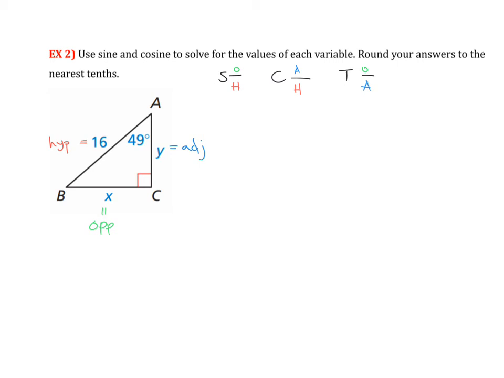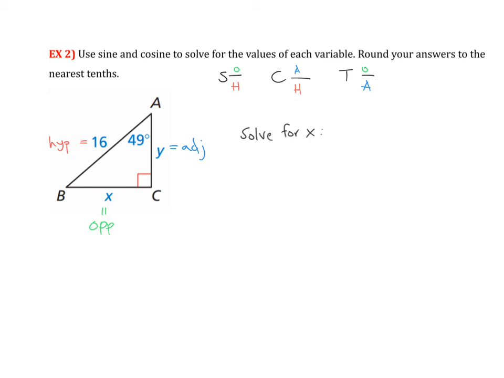All right, now this is what I meant earlier about figuring out what we're given, and looking at what we're solving for, to decide which trig ratio to use. So let's go ahead and focus on solving first for X.